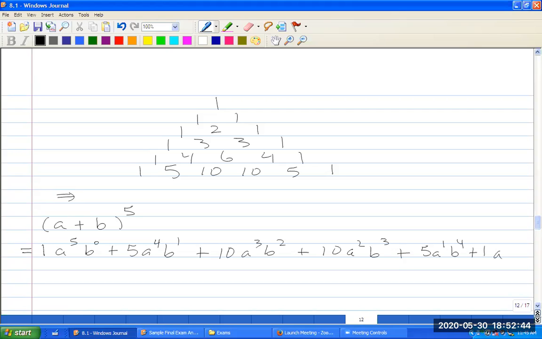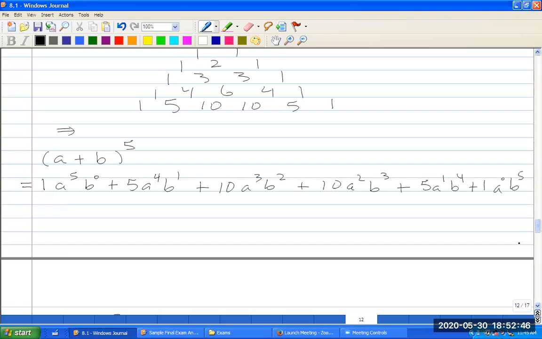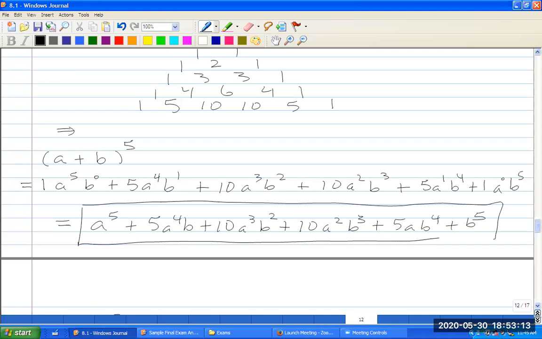Okay, so let's simplify this a little bit more. This is a to the 5th plus 5a to the 4th b, plus 10a cubed b squared, plus 10a squared b cubed, plus 5ab to the 4th, plus b to the 5th. And that is your special product formula for higher powers than we gave you before, just using Pascal's triangle.